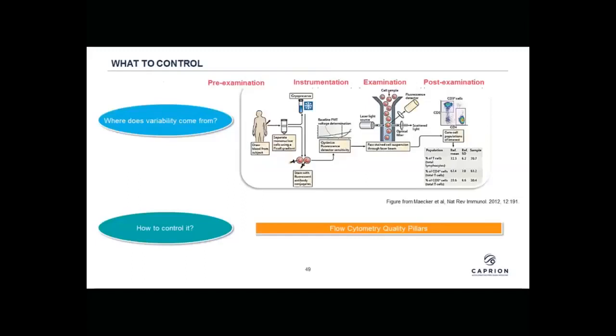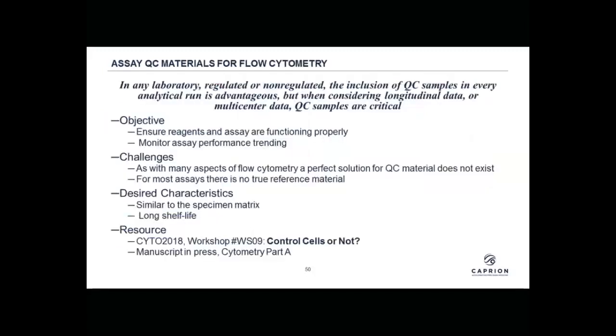So this is the lovely figure from Holden-Macker's Nature review paper that many of us have used in our presentations. And he's shown the whole process from collecting a specimen from a patient to the final reportable result. And so we can use this lovely figure to ask ourselves, where does variability come from? And the answer is simply yes. Every single step here can introduce variability. So how do we control it? We control it, of course, with our flow cytometry quality pillars approach.